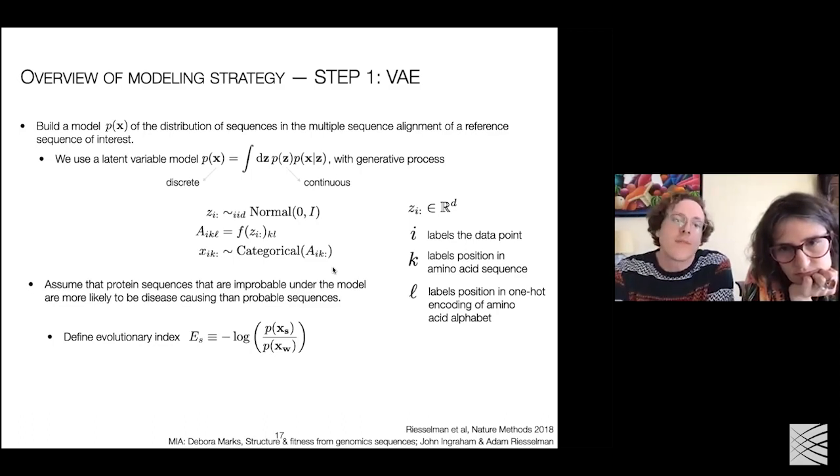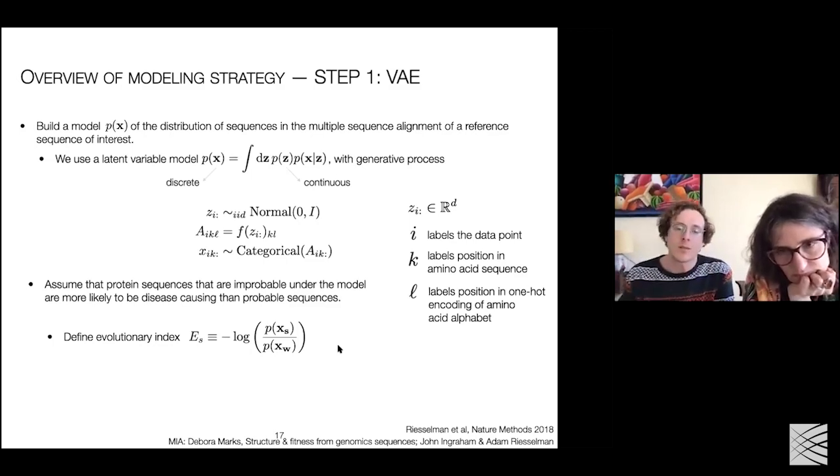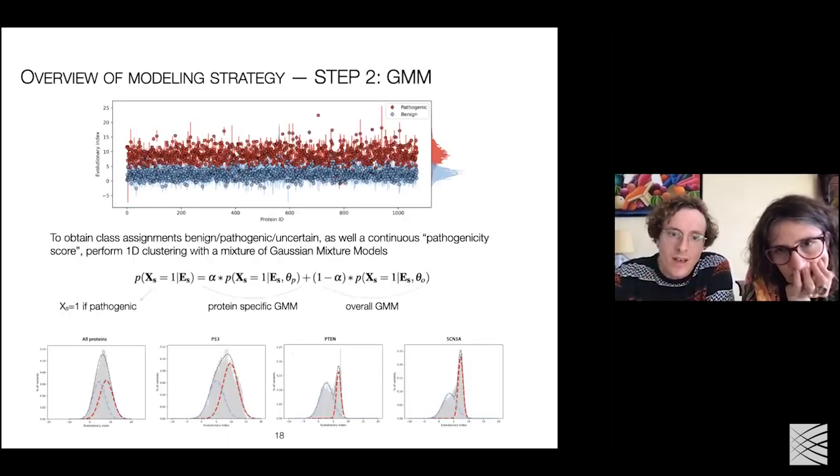So once we have this, as we said before, the idea is that you look at the relative fitness of some sequence relative to some reference sequence. And the hypothesis is that improbable sequences under the model should correspond to sequences more likely to be disease-causing. Now, this takes us kind of 90% of the way, but it's not quite enough.